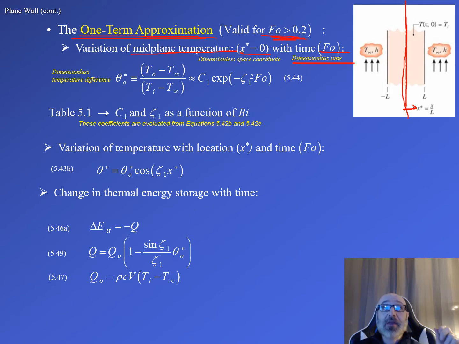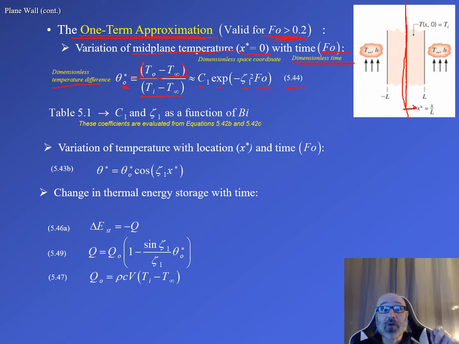So for that, we can say that this equation 5.44 holds true, or we can say our dimensionless temperature difference, our theta star at that midplane, is equal to our temperature at the midplane minus our surrounding temperature, all divided by our initial temperature minus our surrounding temperature, which is equal to our C1 times the exponent of negative our eigenvalue squared times our Fourier number. So again, this references back to equation 5.44 in our textbook.